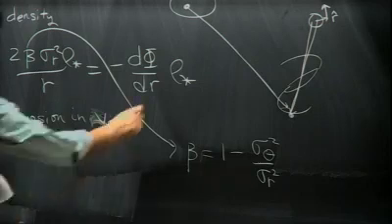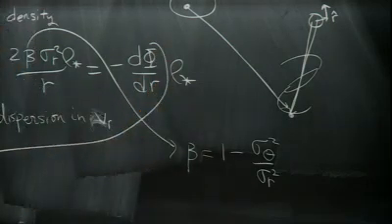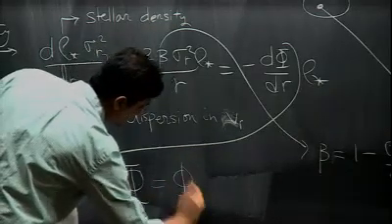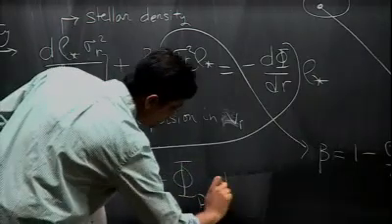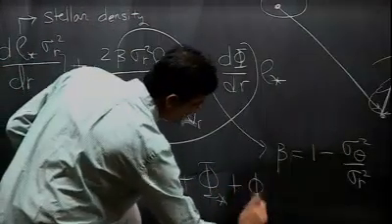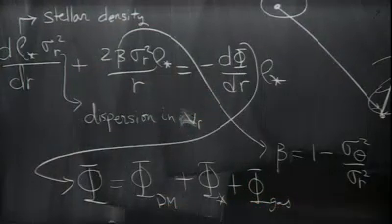And this d phi dr is the important thing here. So this phi is the total gravitational potential. So it's phi dark matter plus phi stars plus phi whatever else there is, say gas. Everything goes in there.